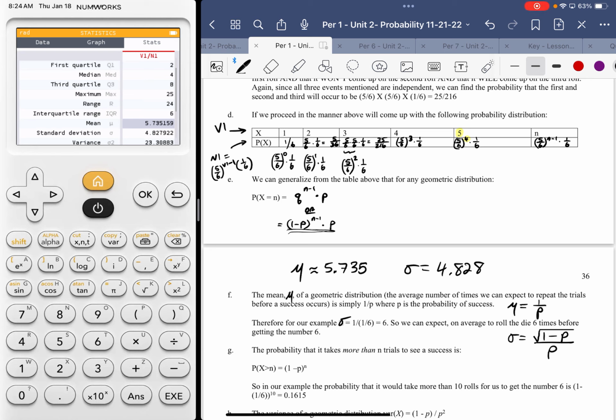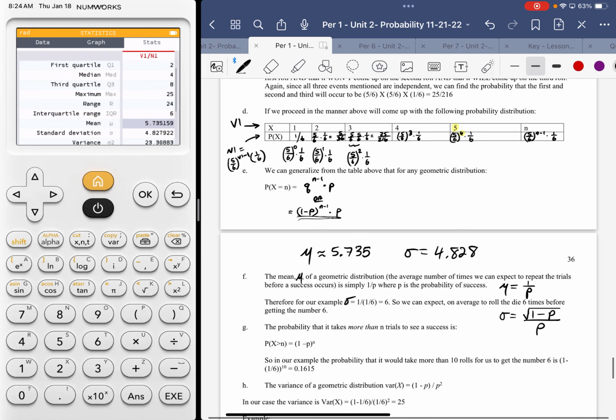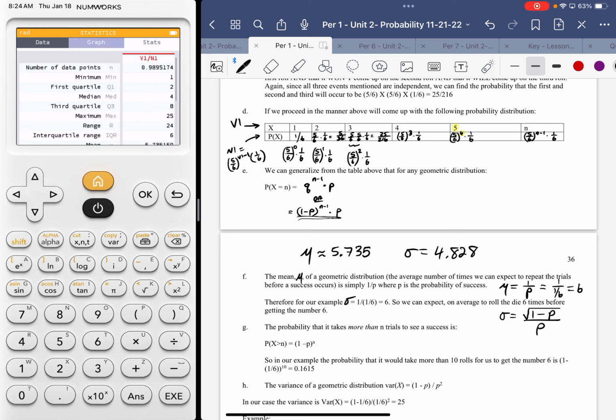All right. Now, what the mean should be is 6, because the formula for the mean of the geometric distribution is 1 over p, and p is 1/6, so 1 over 1/6 is 6. So with my 25 trials, it got me in the neighborhood, but I would imagine I'd have to go out a few more in order to get to the true mean.